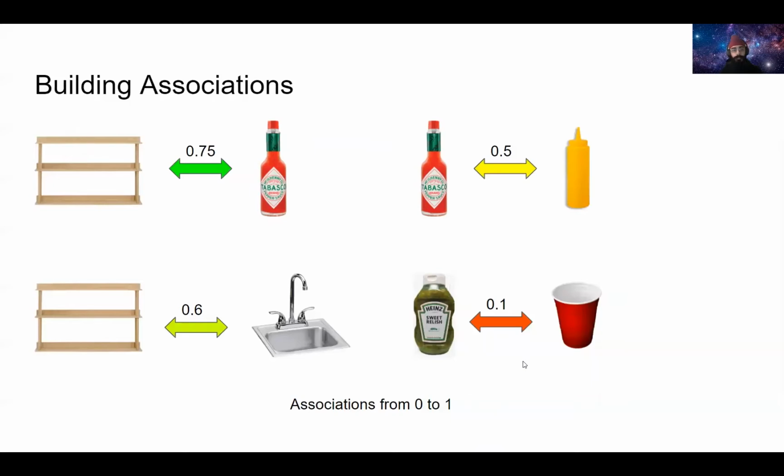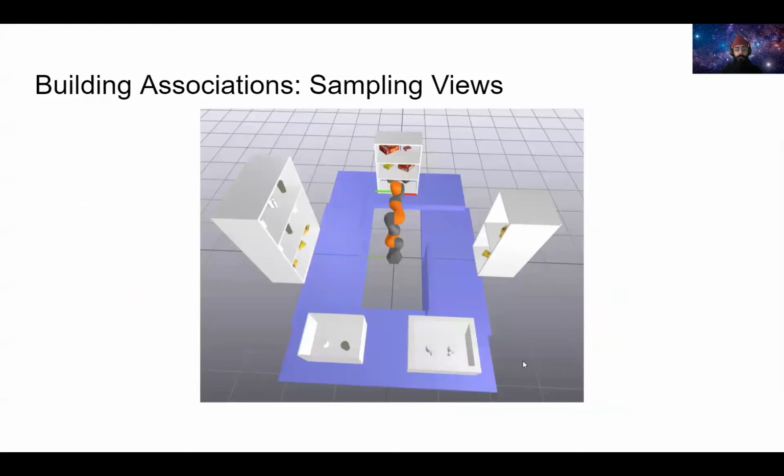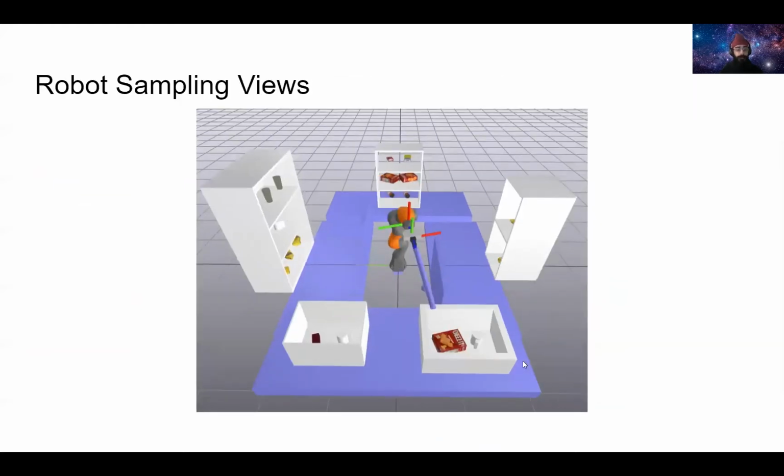So how do we actually solve for these associations? Well, in our project, we consider them to be values ranging from 0 to 1 for every pair of objects in the scene. And so, at a high level, the way we collect this data is we simply sample a bunch of views, and we collect data as to which objects are located near each other.